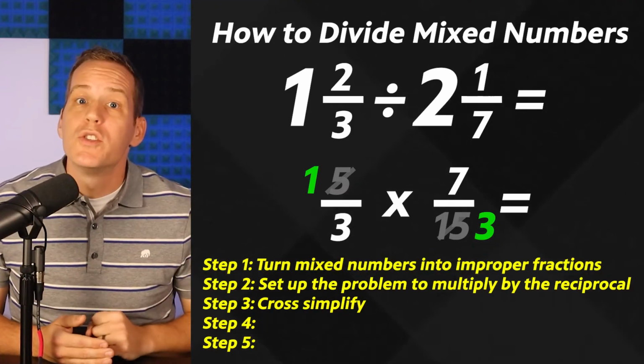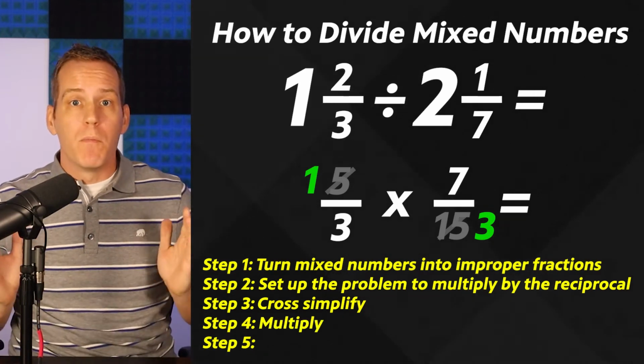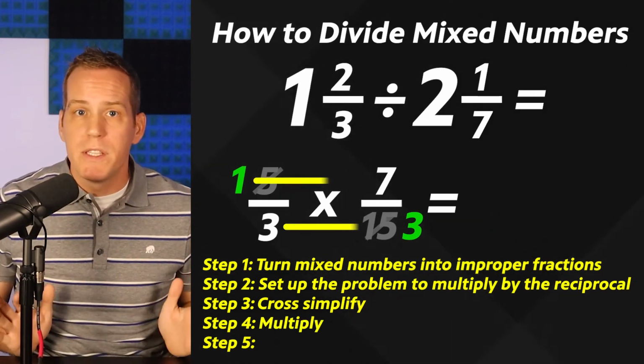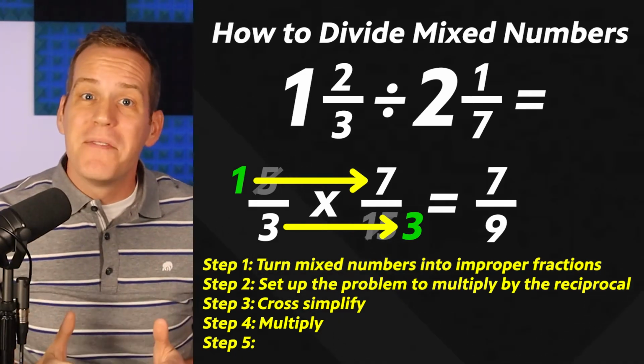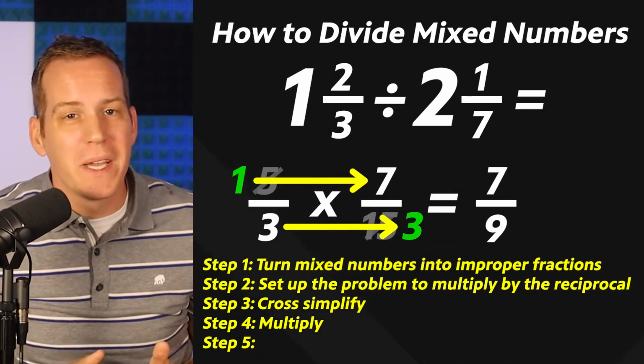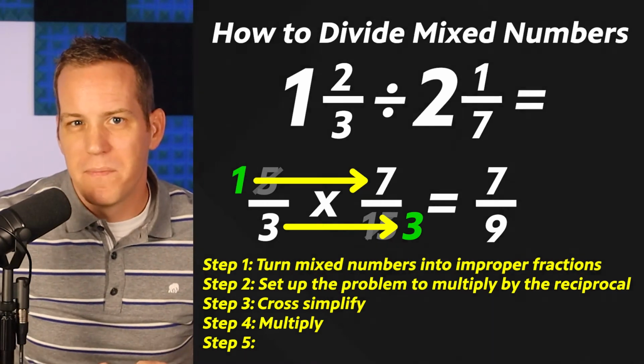Step 4 is to multiply. Now remember, when we multiply fractions, we don't need common denominators, we just multiply straight across. Step 5 is to turn your answer back into a mixed number if necessary.